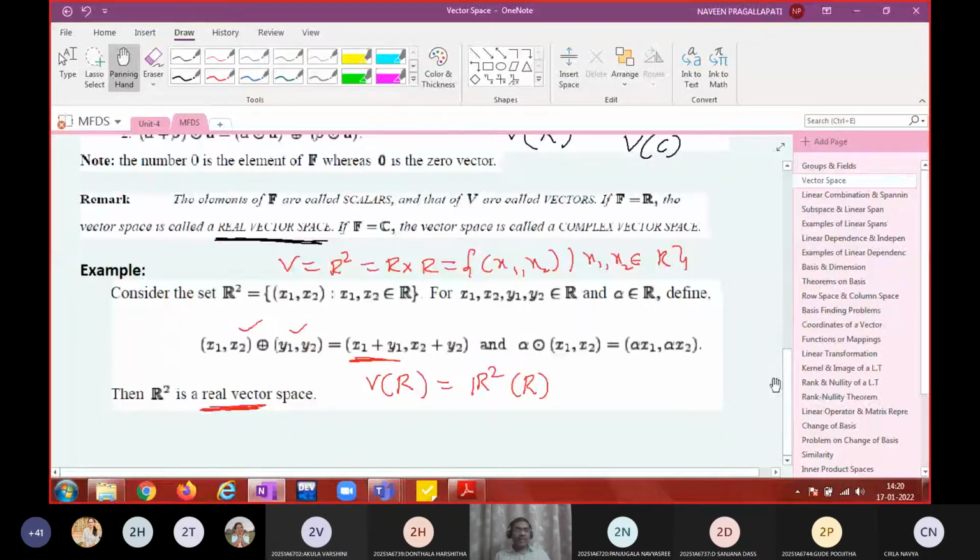Therefore, we can say that the set R square, R cross R, is a vector space over the field of real numbers. Therefore, I can say it is simply a real vector space.